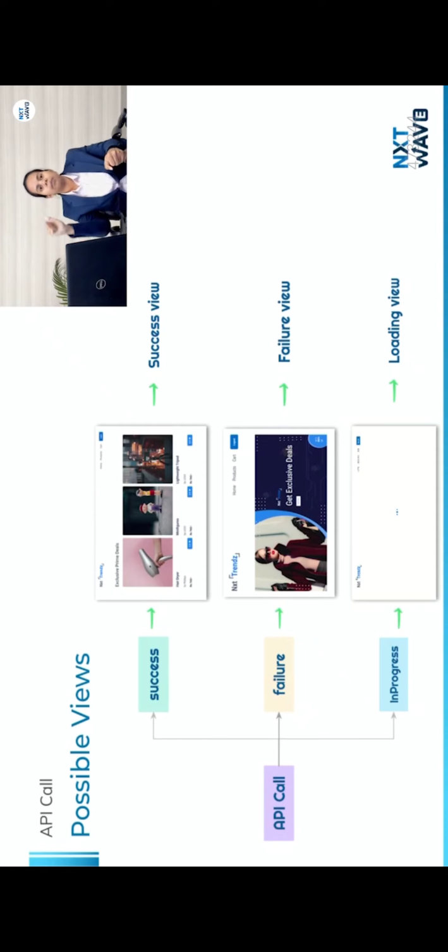When it comes to the API call, the API could also be a failure. In such scenarios, we want to display a failure view, and you can see there is a poster-like thing mentioning get exclusive deals. So if the get prime deals API fails, then we want to display this failure view. Now if the API call is in progress, we have made the API call, we still have to get a response. So when the API call is in progress, we want to display a loading view. There you can see there are 3 dots. We want to display that loading view.